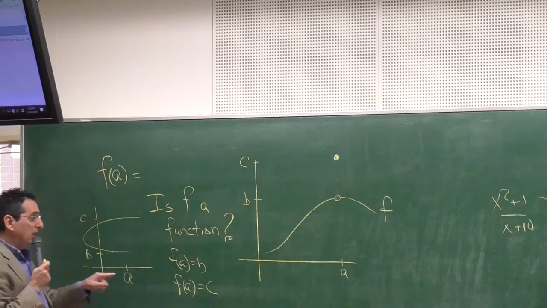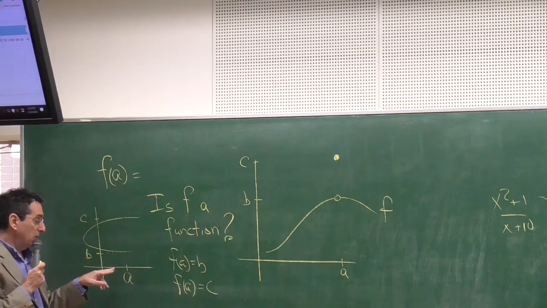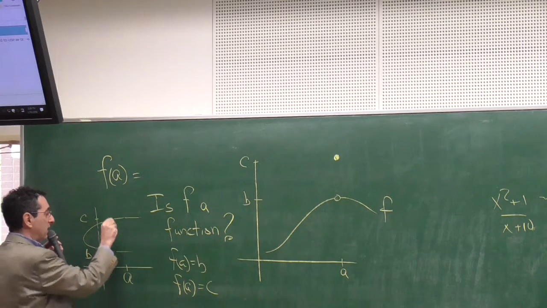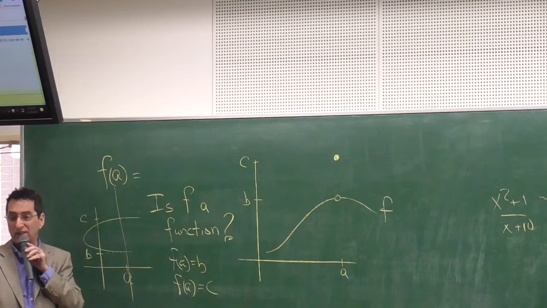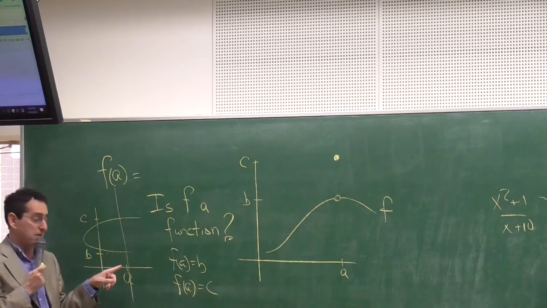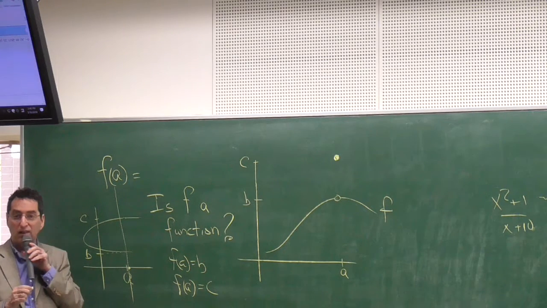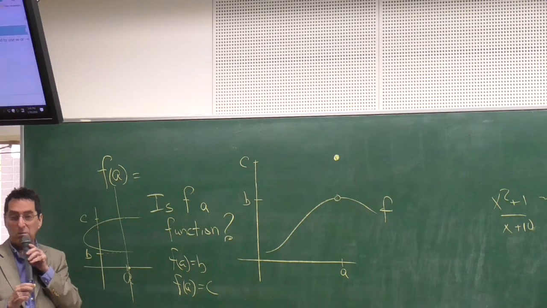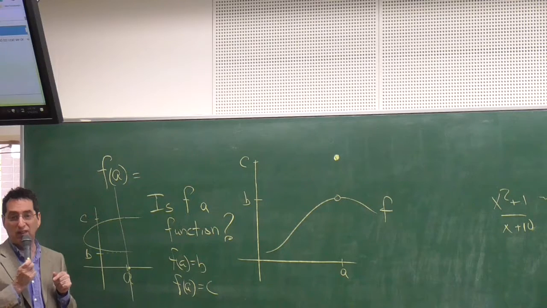Okay? So anyway, this is not a function because why? The other way to say it is you can draw a vertical line and cut it twice. If a vertical line cuts it twice, it means that when you put in this value, you get two different outputs. You don't want that, not for a function. So that's the idea of a function. Okay, so this is not a function.